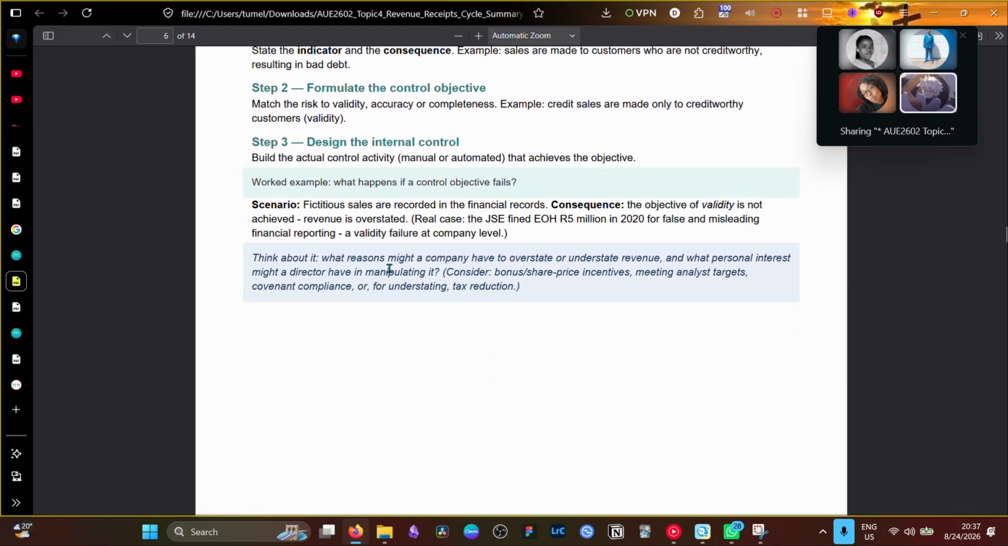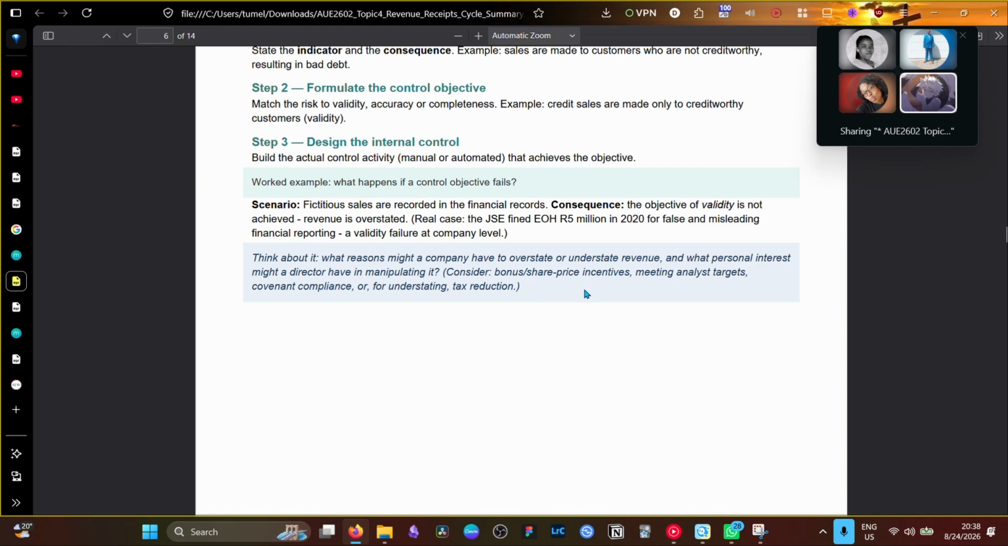Think about this. What reasons might a company have to overstate or understate revenue? And what personal interest might a director have in manipulating it? Consider bonus, share price incentives, meeting analyst targets, covenant compliance, or for understatement, tax reduction.